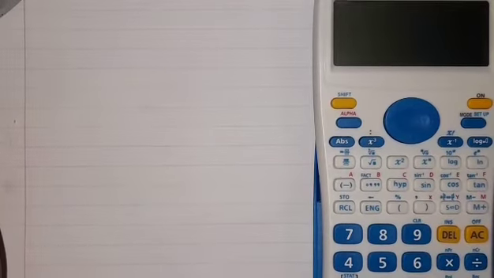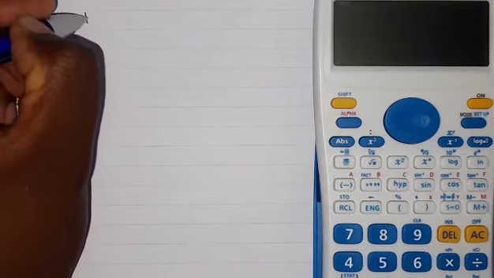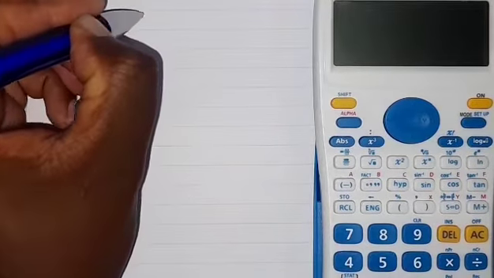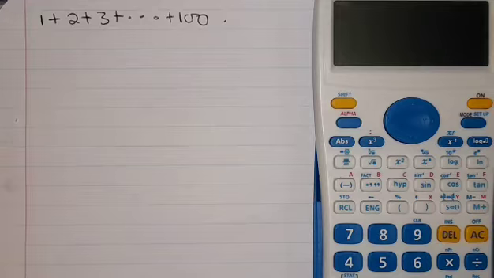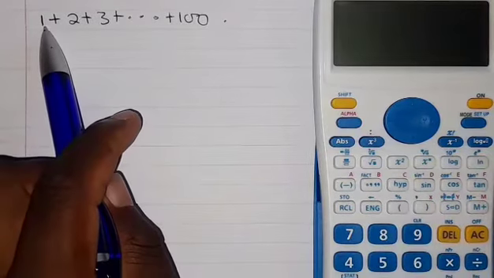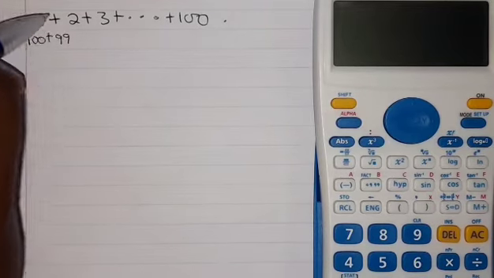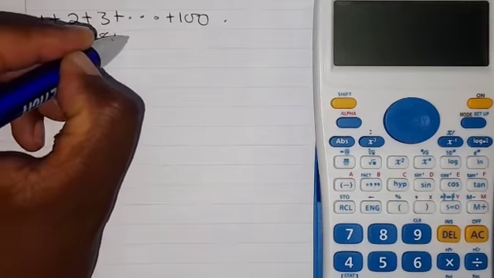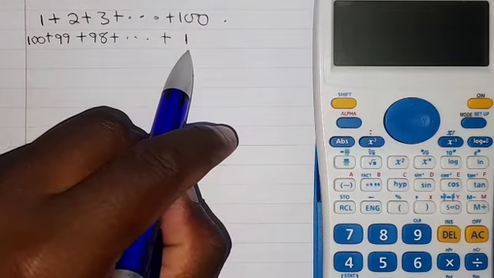All right, now let's say you have been given an assignment, and this assignment is asking you to find the sum of the first 100 terms of this arithmetic series. How would you do that, and you are not using a calculator? The easiest way of doing that is to rewrite this arithmetic series. This is the first term going to the last term. You rewrite it starting from the last term going to the first term.